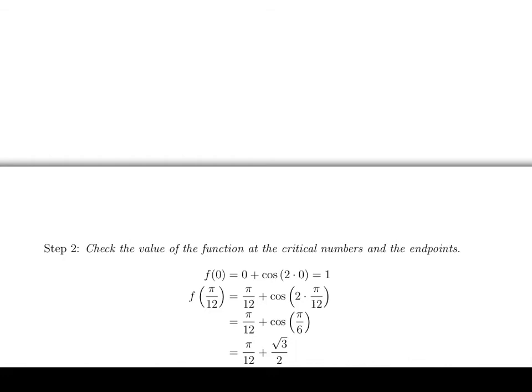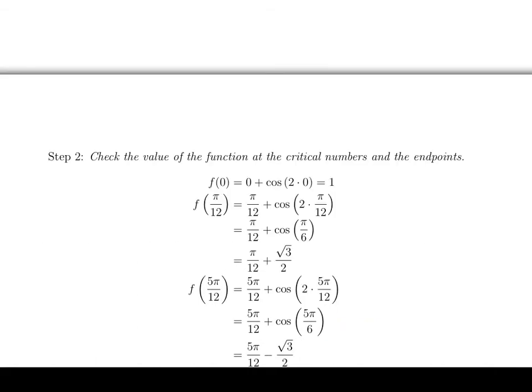If we plug in the first critical number, that's pi over 12, then we end up with pi over 12 plus cosine of pi over 6. And of course we know that cosine of pi over 6 is equal to square root of 3 over 2.